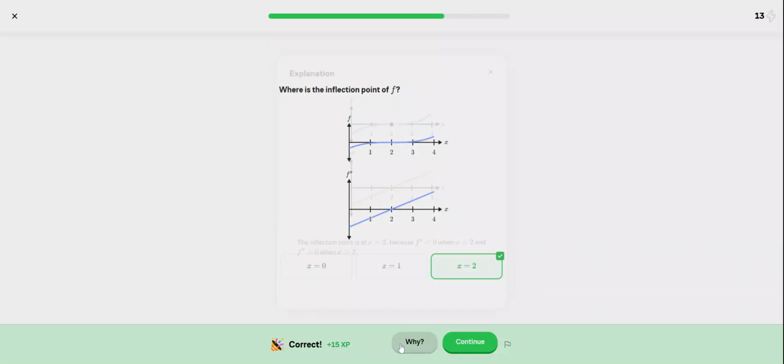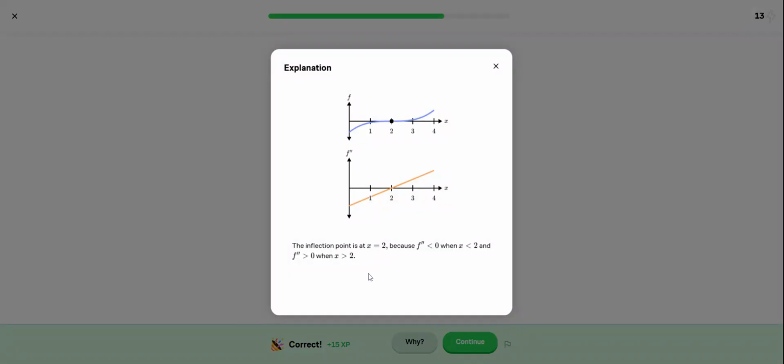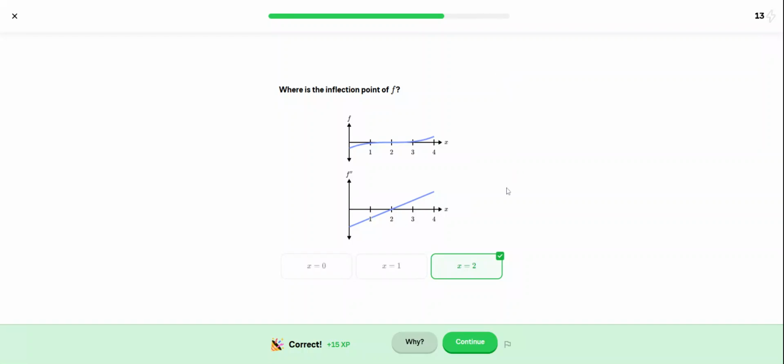Let's see why. The inflection point is at x equals 2, because for 1 less than x less than 2, the second derivative is less than 0, and the opposite, for x greater than 2, the second derivative is greater than 0. So at this point, the gradient is stationary, decreasing and then increasing. So 2 simple graphs also explain why this is the inflection point, the true value of x.